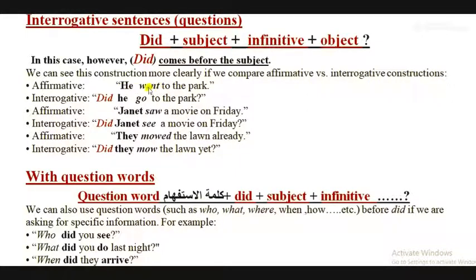Look at this sentence. He went to the park. He is the subject, went is the main verb. Did he go to the park? We used did before the subject he, and the main verb went goes back to the infinitive. Went became go because we used did.